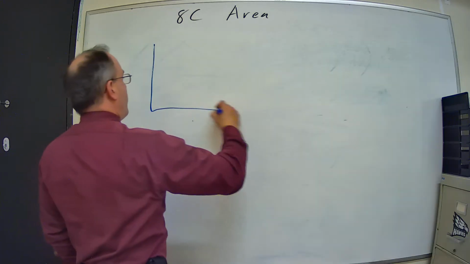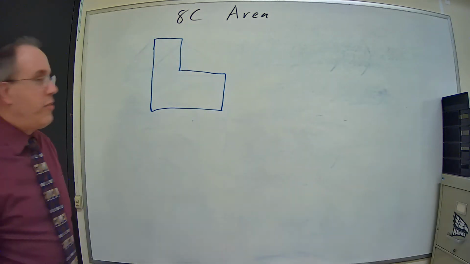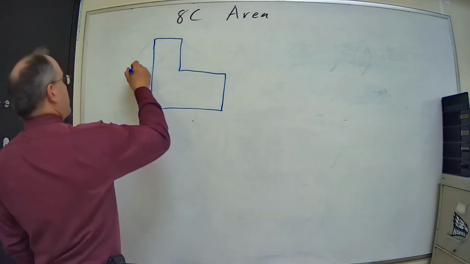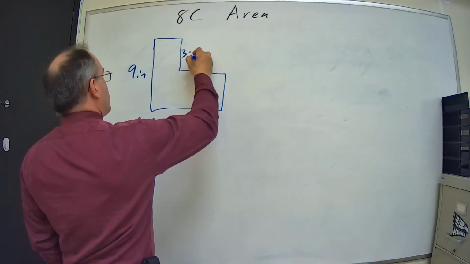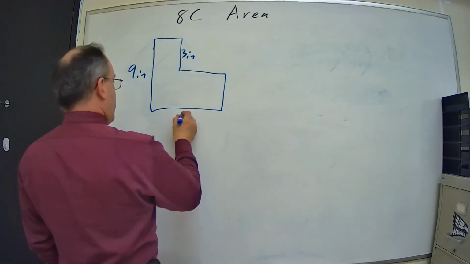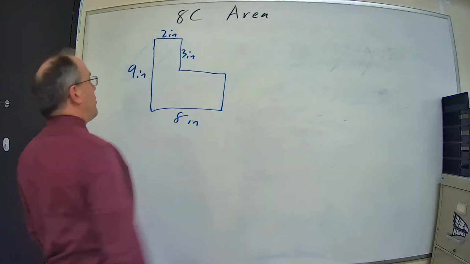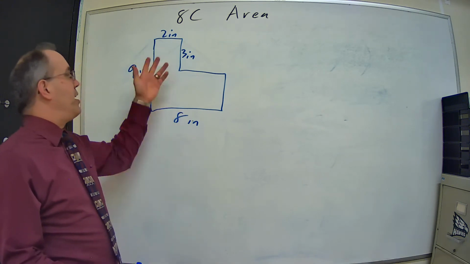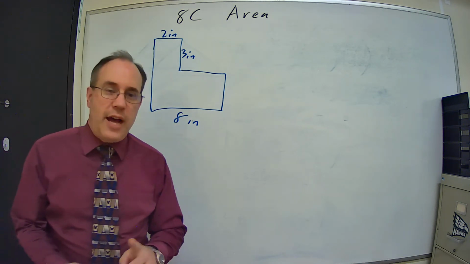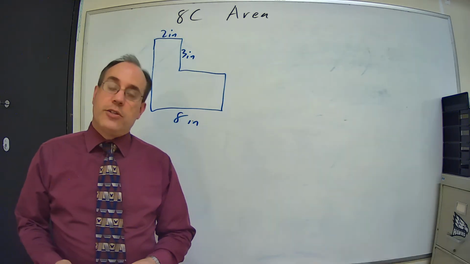What if I have a shape like this? And I say that this is 9 inches, that's 3 inches, 8 inches, and 2 inches. And I want to find the area of this shape. Well, it's not a triangle, it's not a rectangle, it's not a square, so what do?